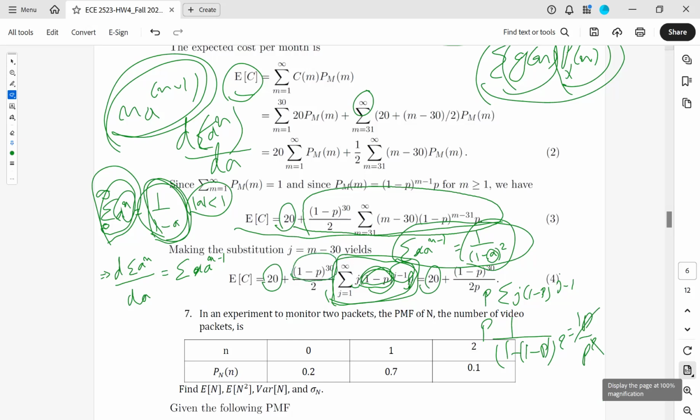So the 20 is 20, and 1 minus p to the power of 30 is the constant number in our function. It repeats itself. We have the 2 in the denominator, and this p comes from this summation. Is that clear how we reach this conclusion? Any question about that?